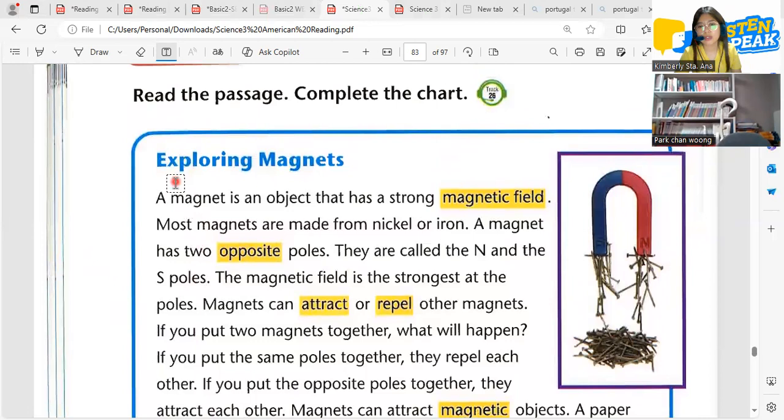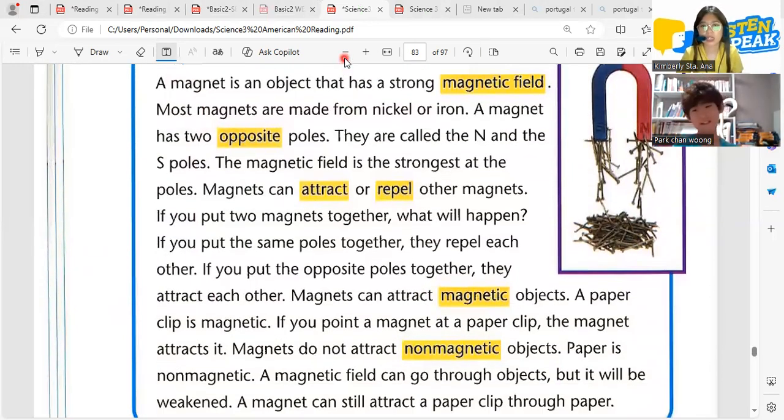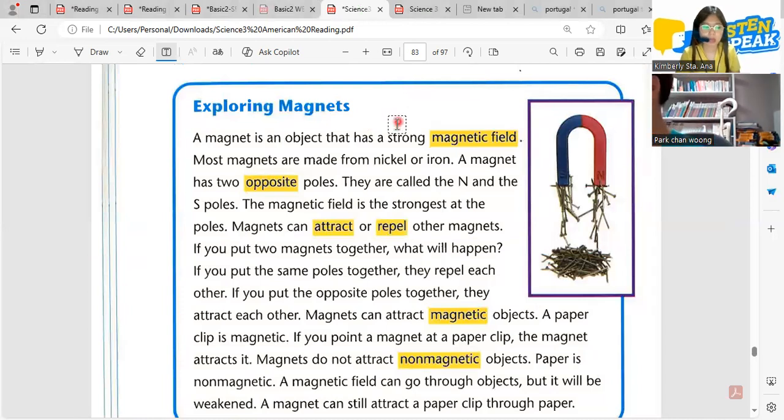So we have a story that we need to read. Why not a game? Oh, do you want to play a game right now? But we still have a story here. Maybe after this story, okay? Yes, okay. Let's start reading.